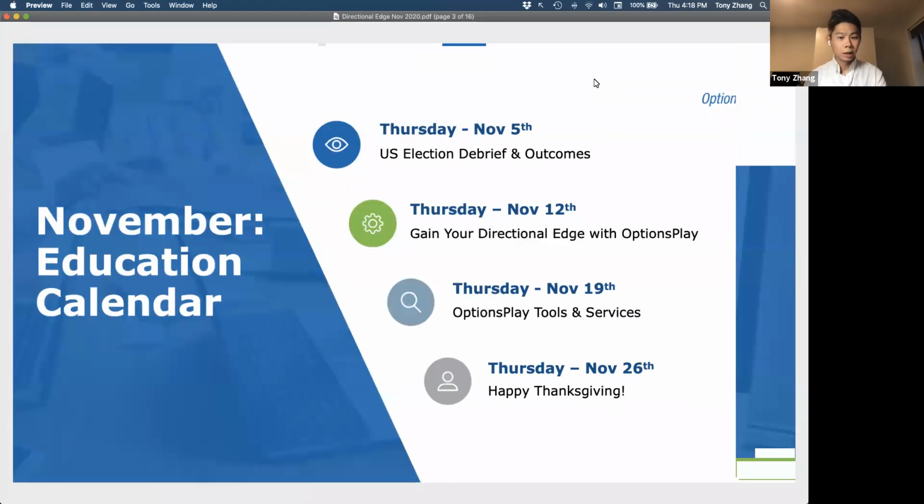So today what we're going to do is talk about the directional edge using OptionsPlay. We have quite a bit of education here for you during the month of November. Last week, we talked about the US election debrief and the different outcomes and what we expect. We've talked a lot about that on Tuesday as well, as far as the market's reaction to the vaccine news and how we wanted to fade some of that. And largely, we've seen that so far.